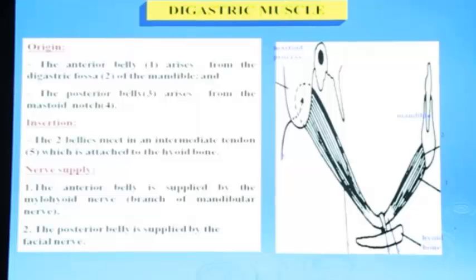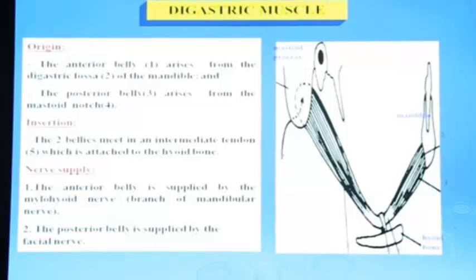And the posterior belly arises from the mastoid notch. The posterior belly arises from the mastoid notch, while the anterior belly arises from the digastric fossa of the mandible. Insertion: the two bellies meet in the intermediate tendon, which is attached to the hyoid bone. So insertion is to the hyoid bone, where the two parts meet each other.